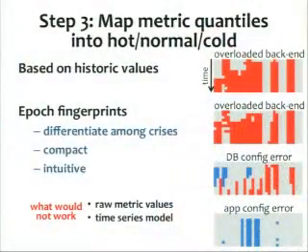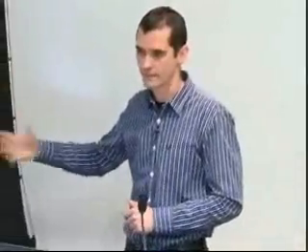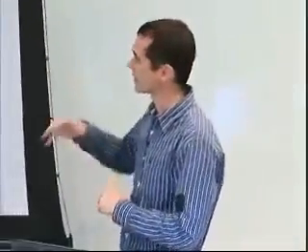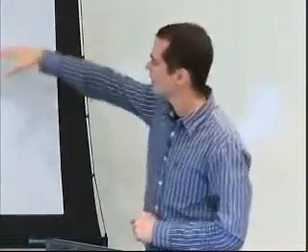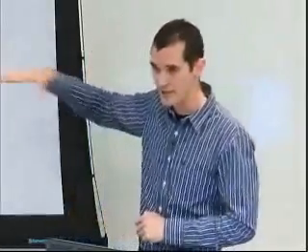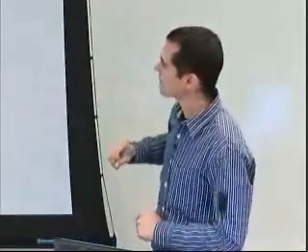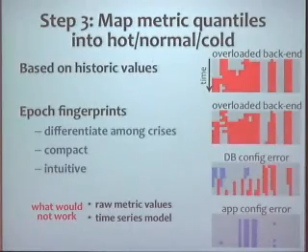Okay. So now in the third step, the goal is to take the observed raw values of the metric quantiles, like the median of CPU utilization, and map them into hot, normal, or cold values. So to say, capture automatically whether the current value is too high or too low. What you see on the 4 fingerprints on the right, we call epoch fingerprints, because for every single time epoch we have one row in this rectangle that represents that particular time step. The gray represents the normal value, the red represents too high, and blue represents too low.